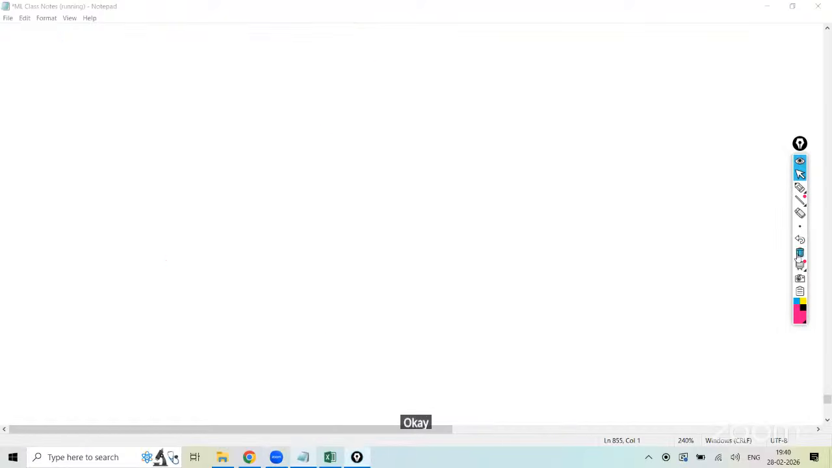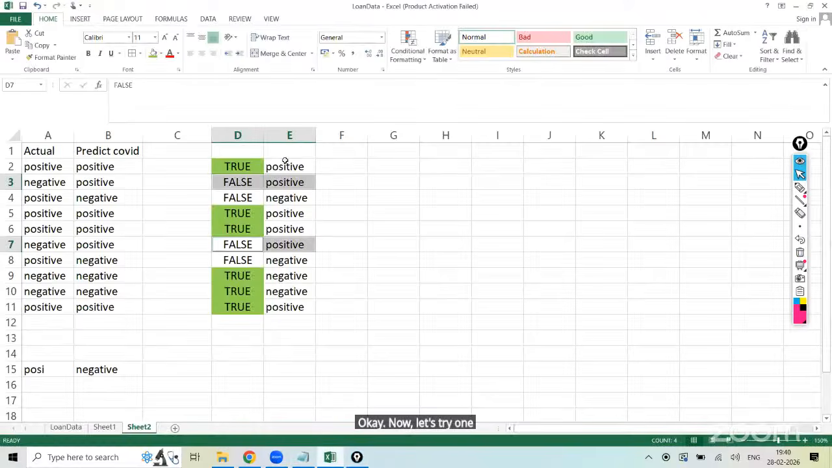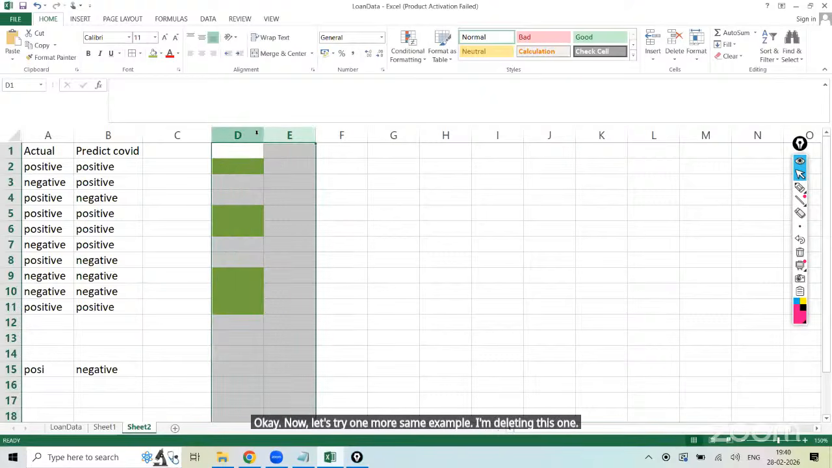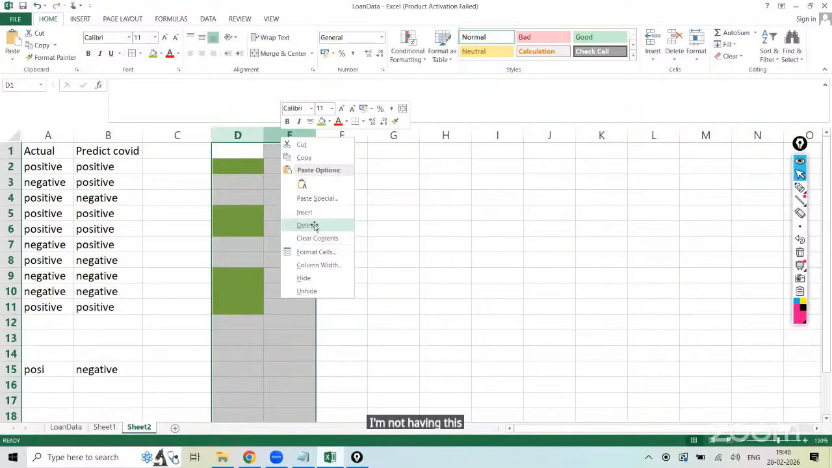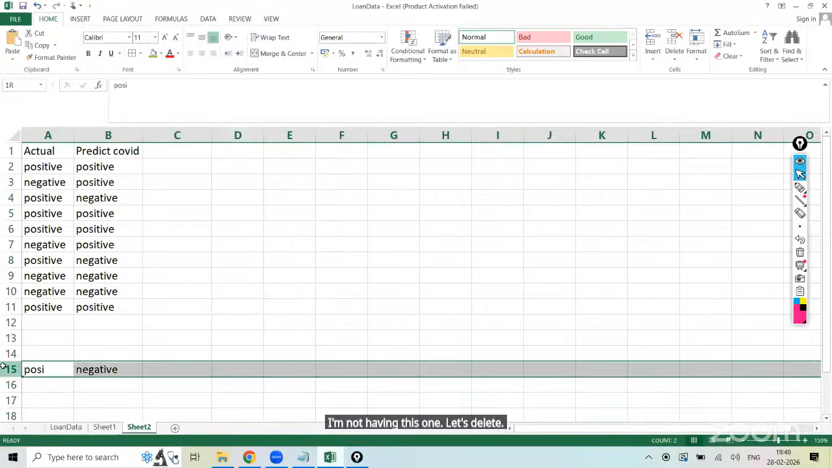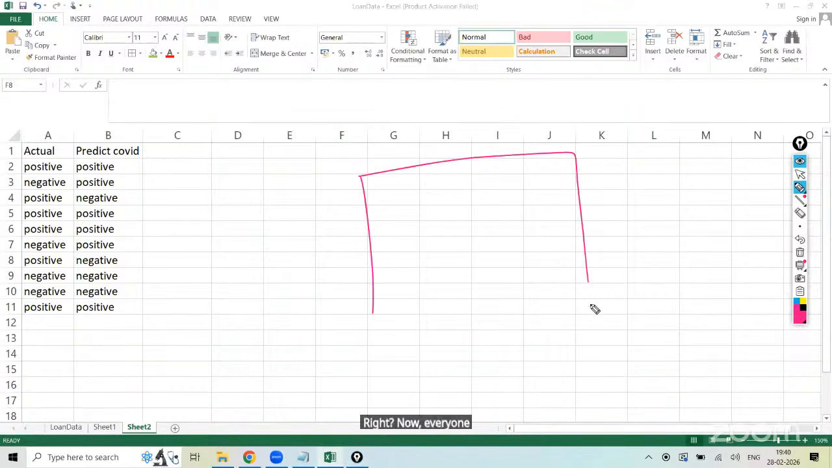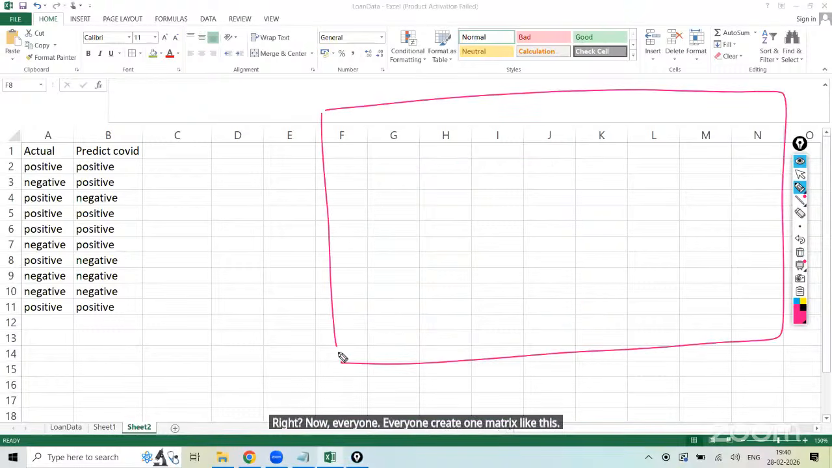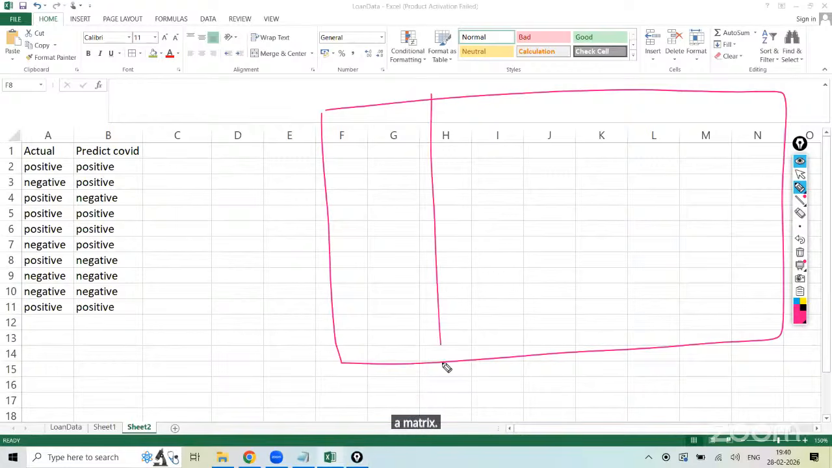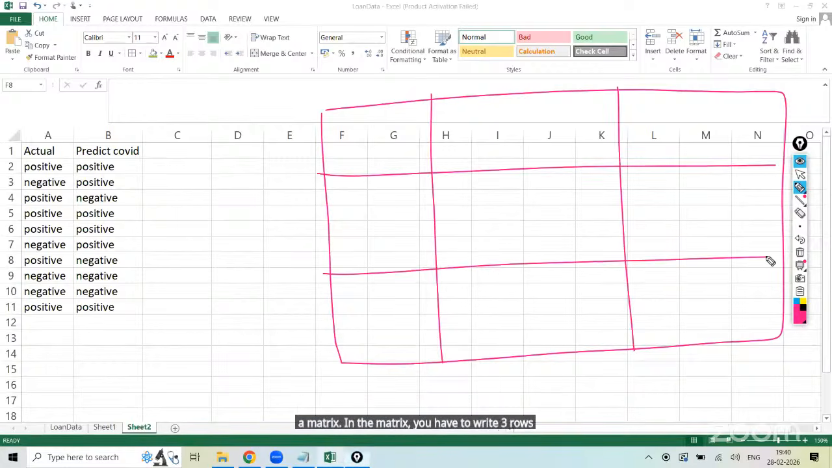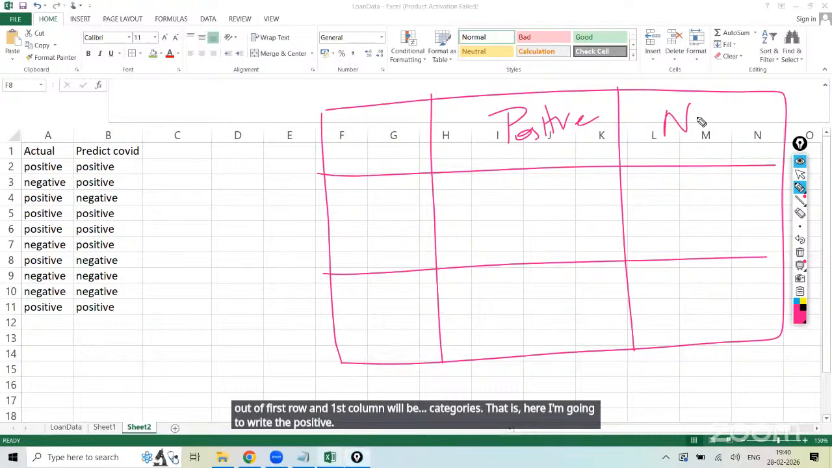Okay. Now, let's try one more, with the same example. I'm deleting this one. Let's delete it. Right? Now, everyone, create one matrix like this. In the matrix, you have to write 3 rows with 3 columns. The first row and first column will be categories. Here I'm going to write positive, negative.